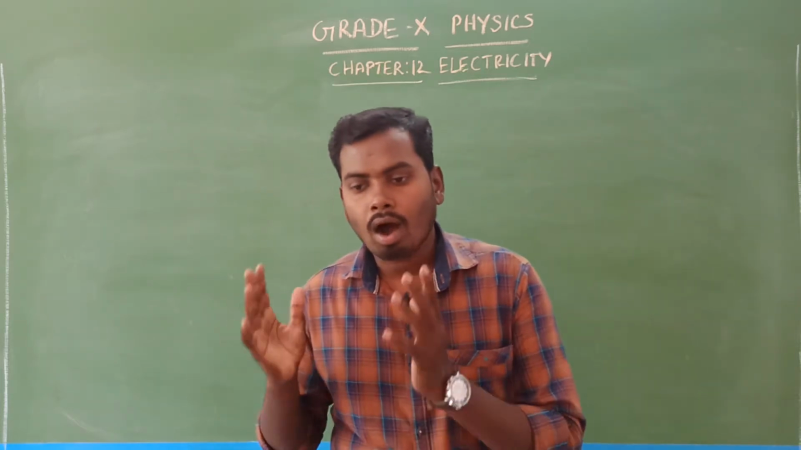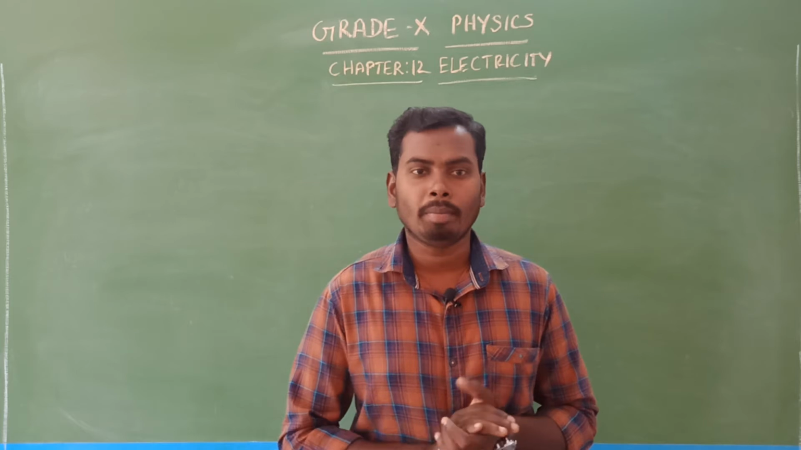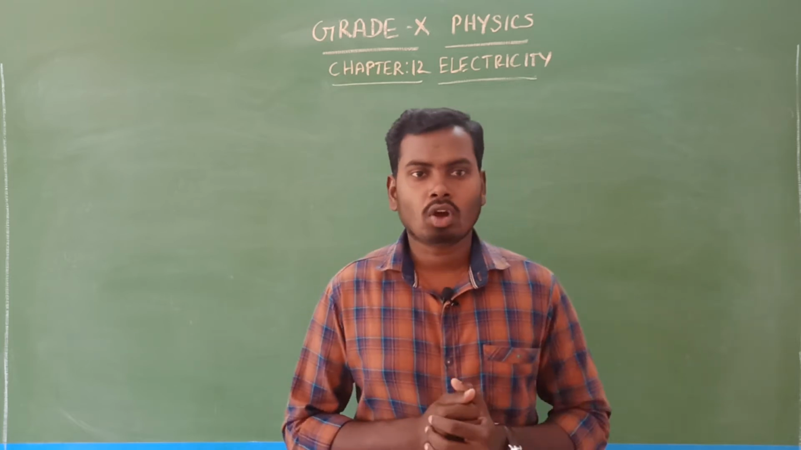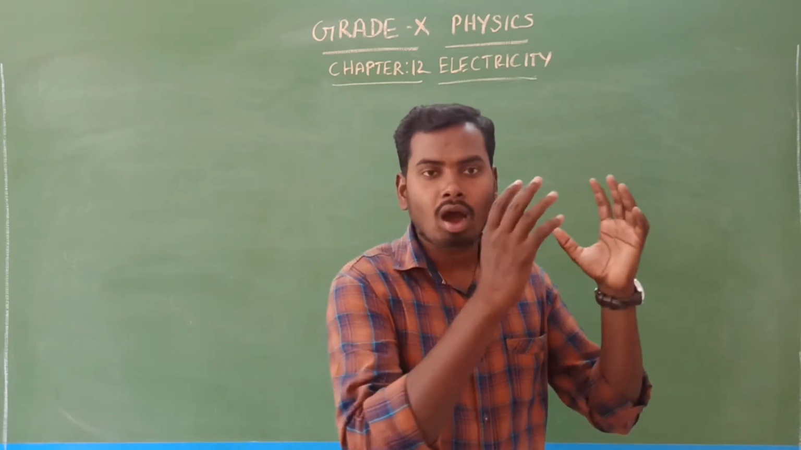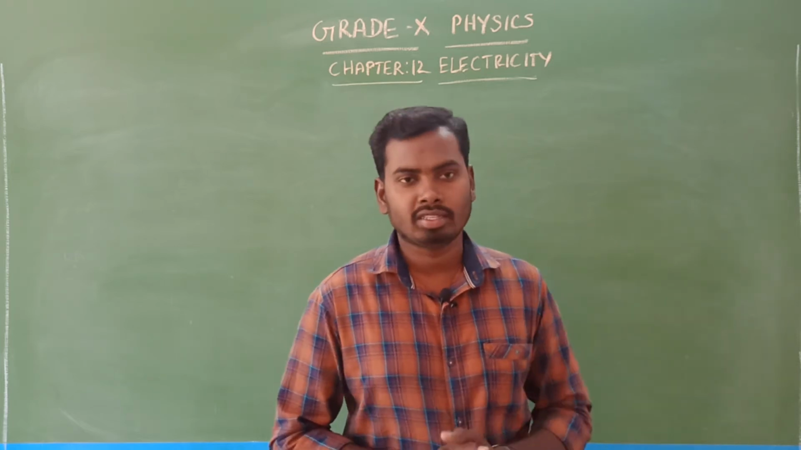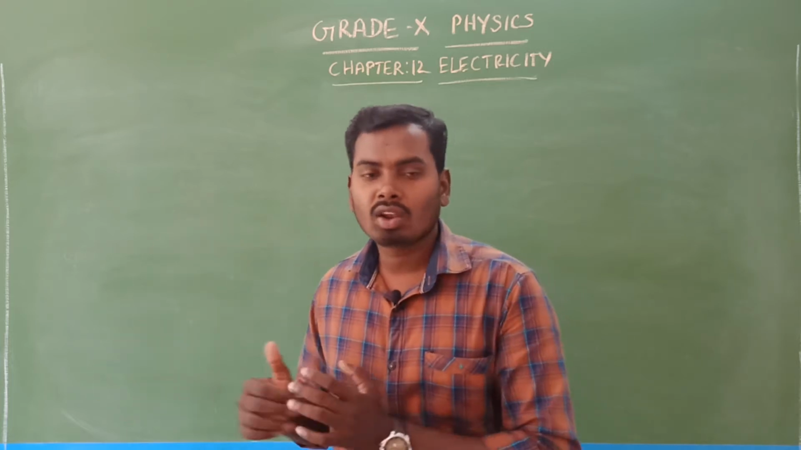So what happens to resistance in series combination? The sum of all the resistances is equal to the total resistance in series combination. So when a number of resistors are connected in series, if we add all the resistance values, we get the total resistance in series combination. Am I right? Yes.